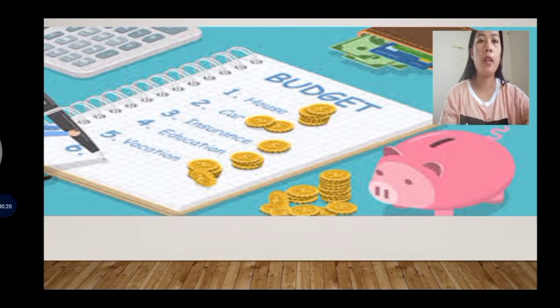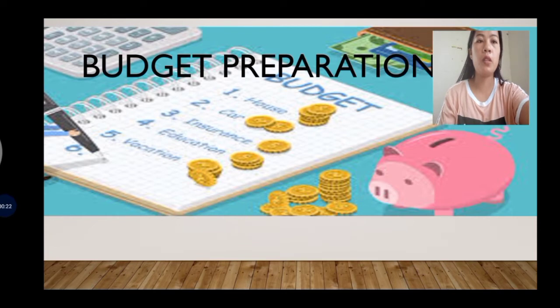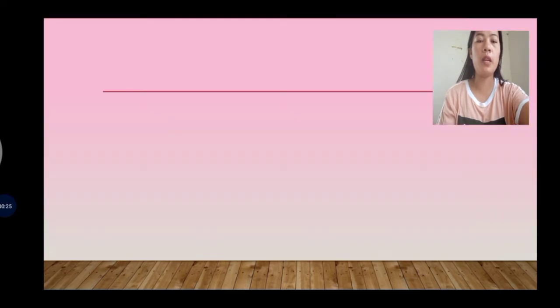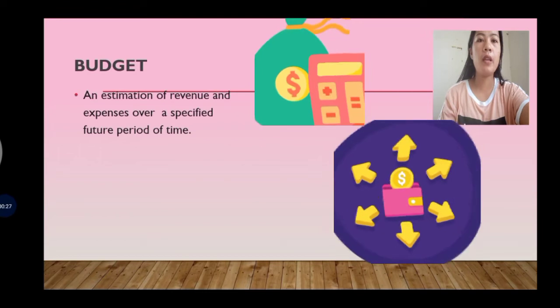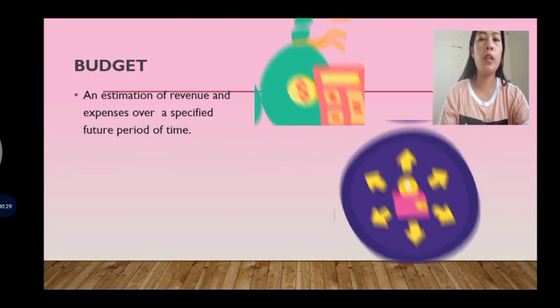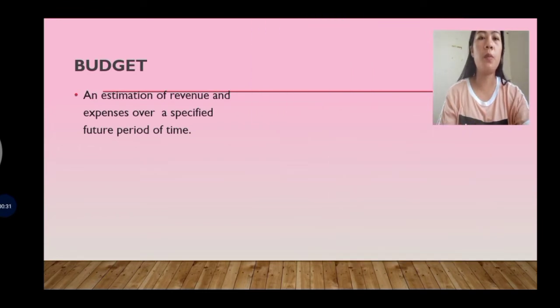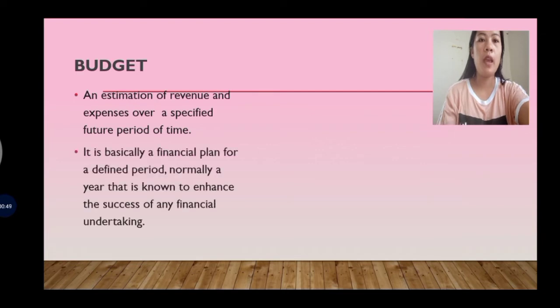We are going to discuss budget preparation. So what is a budget? Budget is an estimation of revenue and expenses over a specified future period of time. So budget is your estimating of your revenue or income and allocating it in your different expenses or expenditures within a specific future period of time. So budget is a future spending plan. It is basically a financial plan for a defined period.